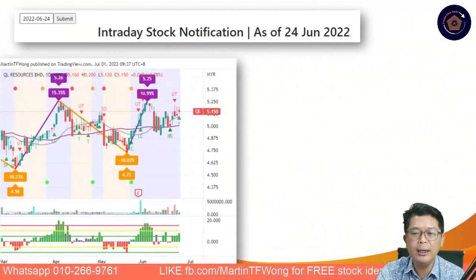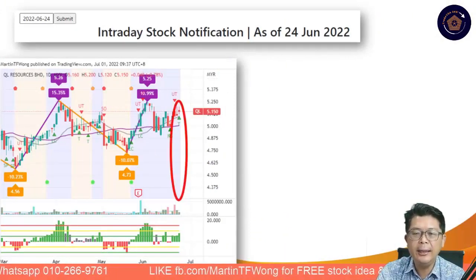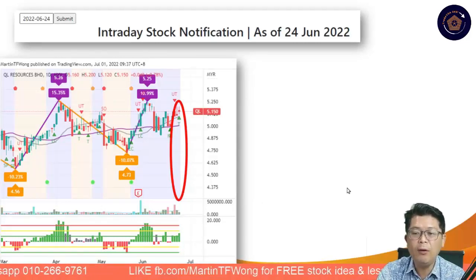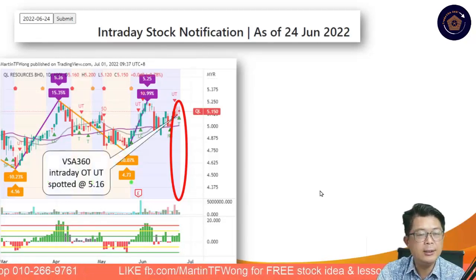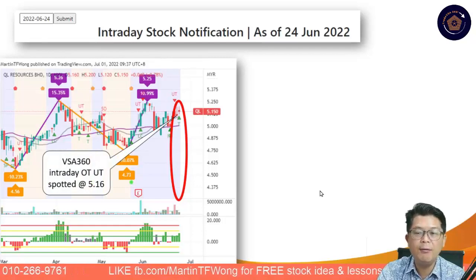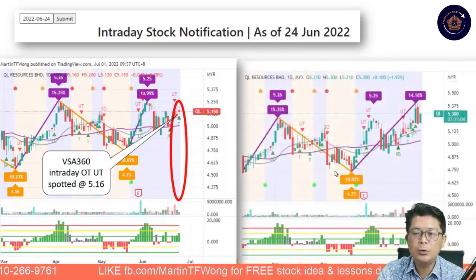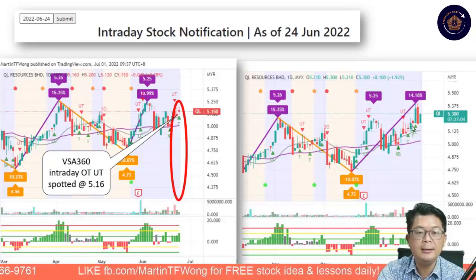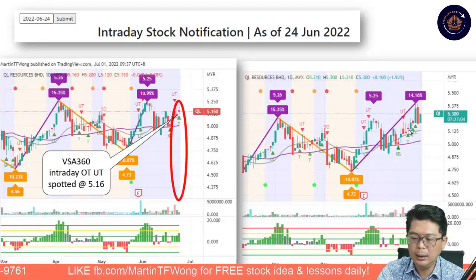So you can see from here, the KLSE did go lower. Remember, on that day, the 24th, the VSA 360 intraday picked up at about 516 in here. Now also take note, subsequently when the market started to move up here, you can see this stock started to pick up.